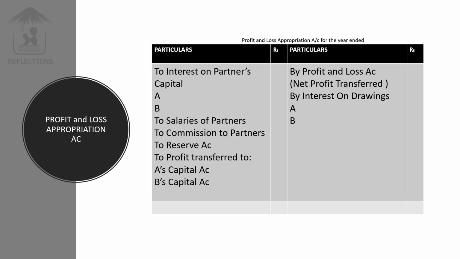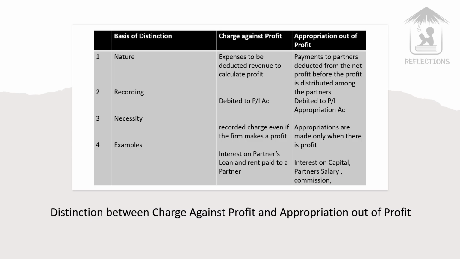What are the adjustments we make? The adjustments made are interest on capital, salaries made to the partners, commission, any adjustments to the reserves, and then interest on drawings. We should clearly understand the difference between charge against profit and appropriation out of profit. When I say charge, it becomes an expense of the firm and the deduction is happening in the profit and loss account itself. So expenses to be deducted from revenue to calculate profit in the profit and loss account. So the recording will happen in the profit and loss account.